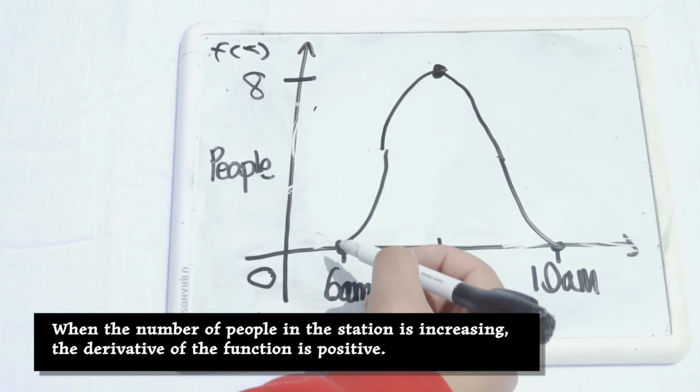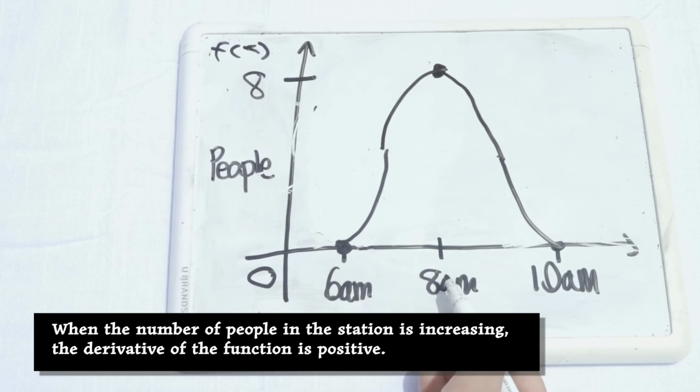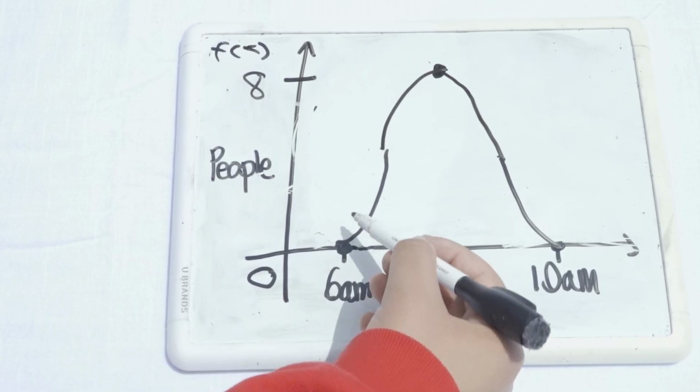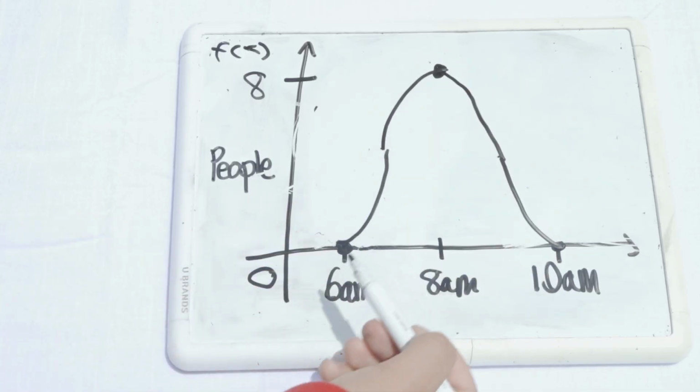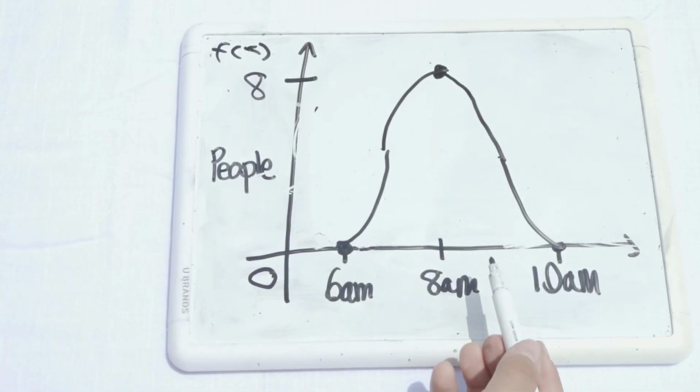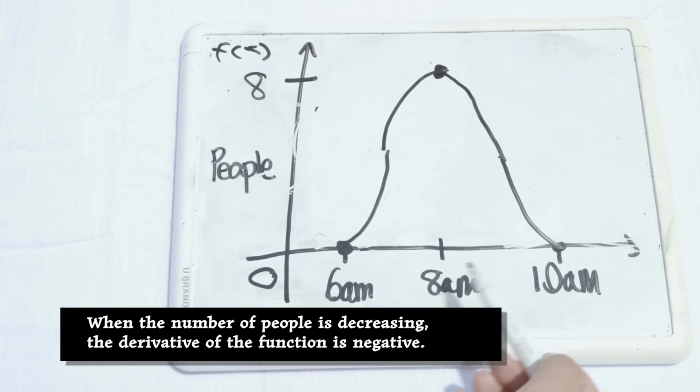When we see the graph increase from 6 a.m. to 8 a.m., it means that the derivative of the function is positive. So the amount of people in the station is increasing. We see that the graph is decreasing from 8 a.m. to 10 a.m., which means that the amount of people is decreasing.